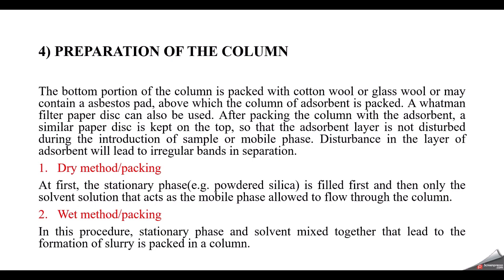Dry method packing or wet method packing. These are the two types of preparation of column chromatography. Dry method packing: at first the stationary phase, for example silica powder, is filled, and then the solvent that acts as mobile phase is allowed to flow through the column. The wet method packing includes mixing the stationary phase and solvent together, which leads to the formation of a slurry that is packed in the column.